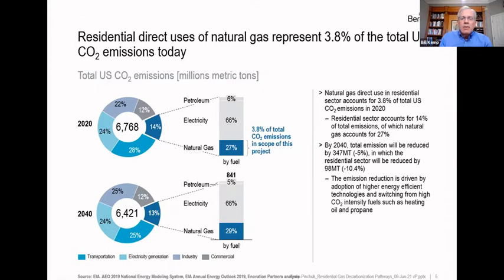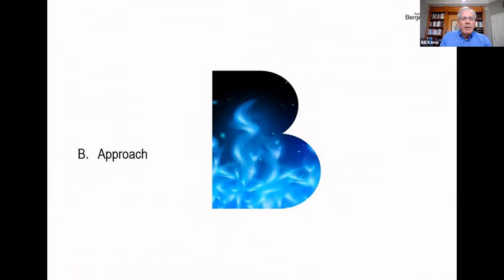And the emissions reductions overall are expected to be reduced by energy efficiency and fuel switching from more intensive to less GHG intensive fuels. So with that background, I'll turn it over to Natallia to walk through how we approach the issue and the steps in the analysis.